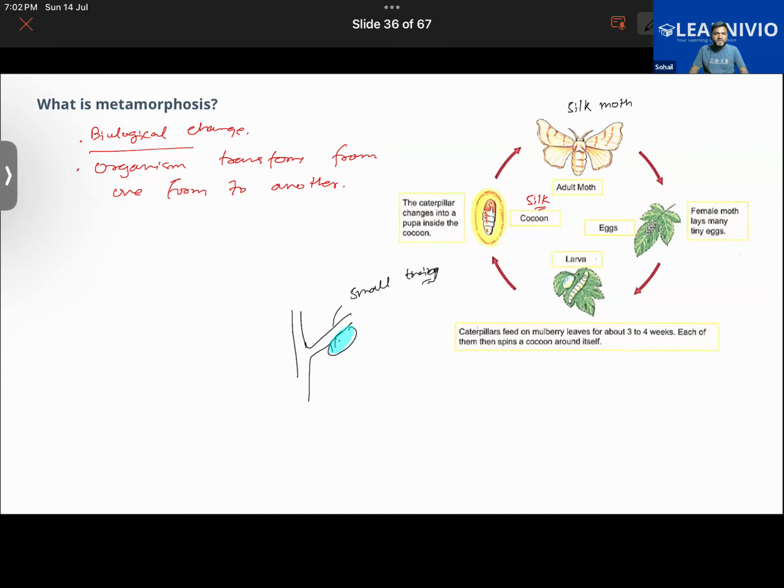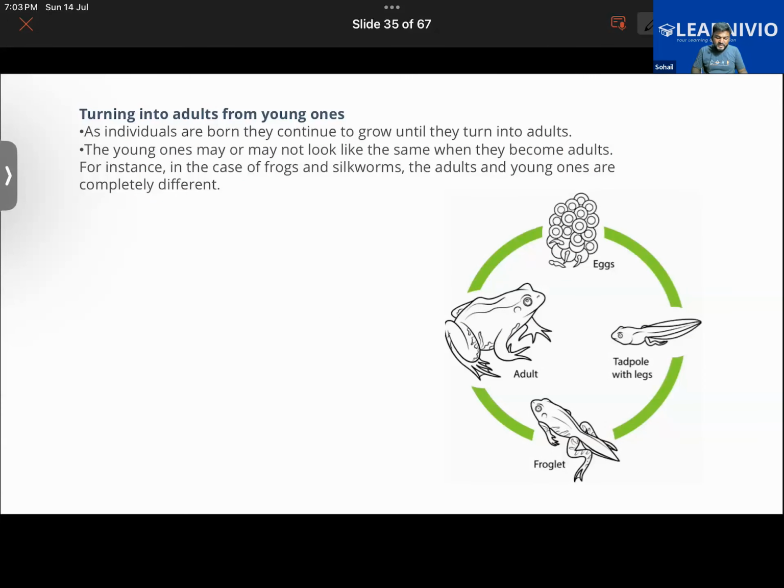So the basic thing we have learned here is that it's a biological change where an organism transforms from one form to another, like you can see in this image. It involves a series of physical and structural changes that enable it to adapt to the new environment. This process can be seen in many insects, in some amphibians like this frog, and in some fishes also.